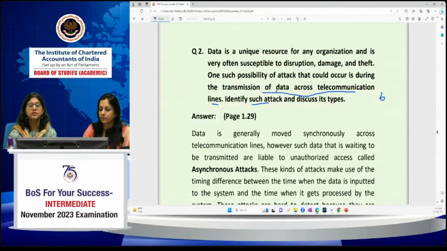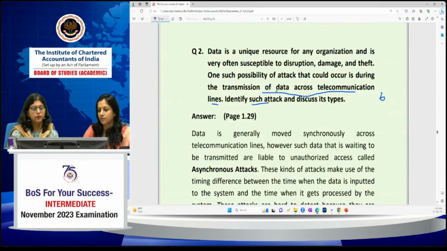So here if you see, it has two demands. The question requires you to firstly identify the attack. What type of an attack is it that occurs during the transmission of data across the telecommunication lines? And once you identify the attack, then only you will be discussing its types. Now here the problem would be that if the identification is wrong, the whole answer goes wrong. So it's been given a good amount of weightage, which is 2 marks only for the identification.